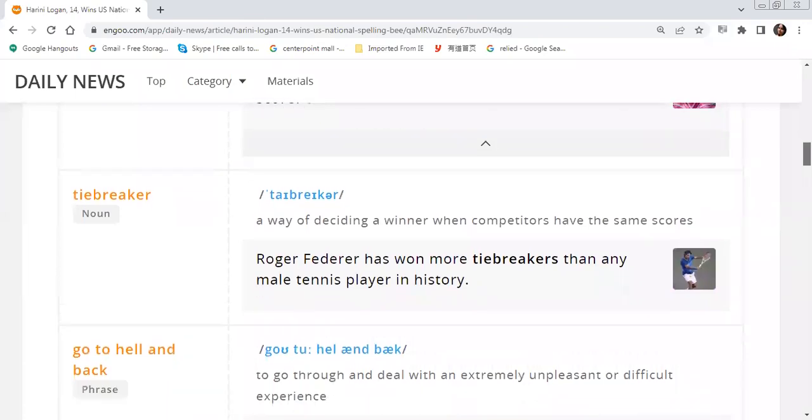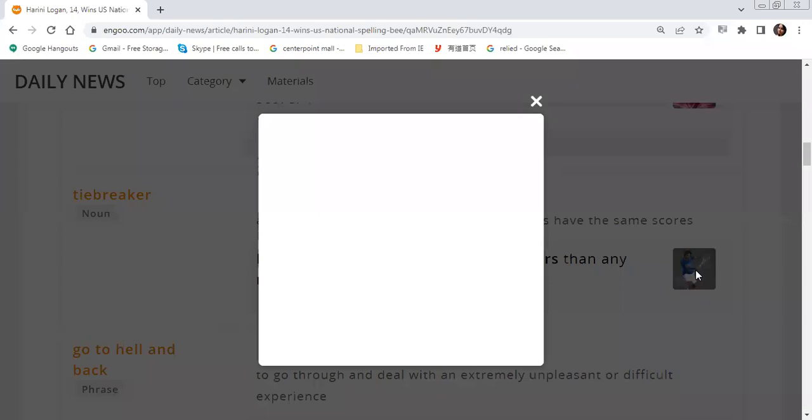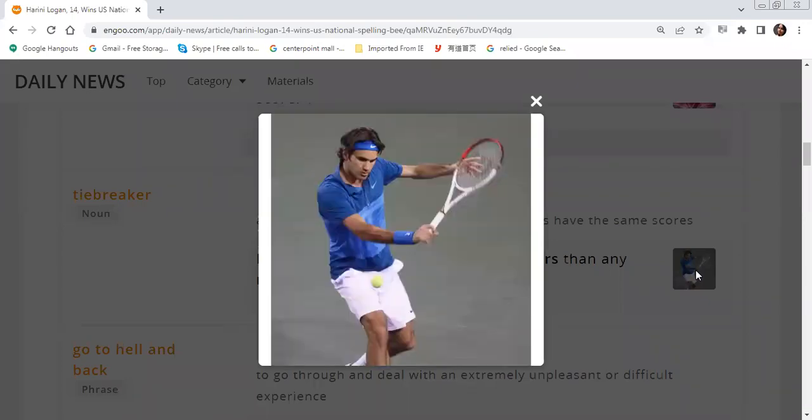The next is tiebreaker. The definition of tiebreaker is a way of deciding a winner when competitors have the same scores. Our example says Roger Federer has won more tiebreakers than any male tennis player in history. And we can see here how he is playing tennis.